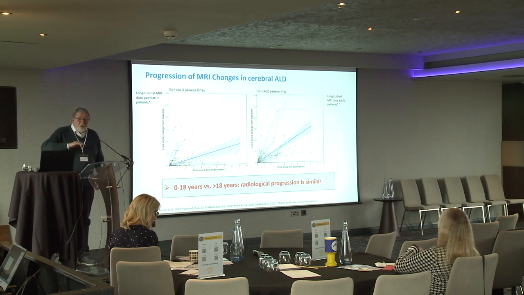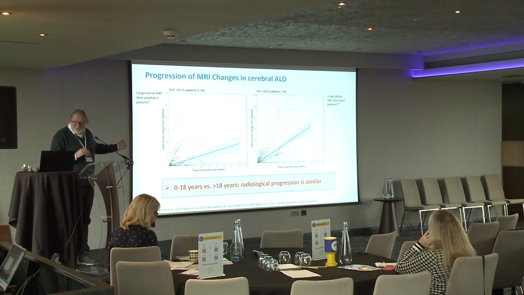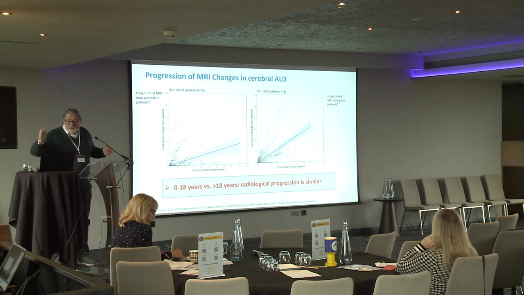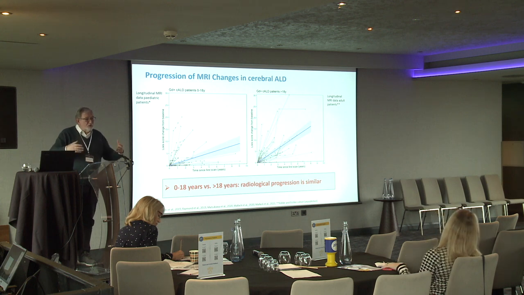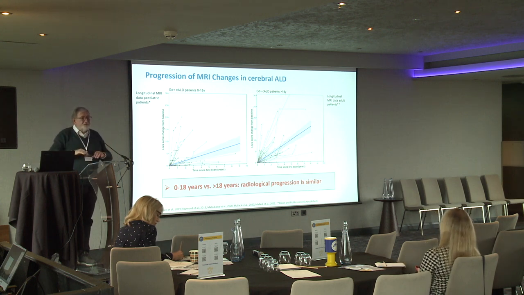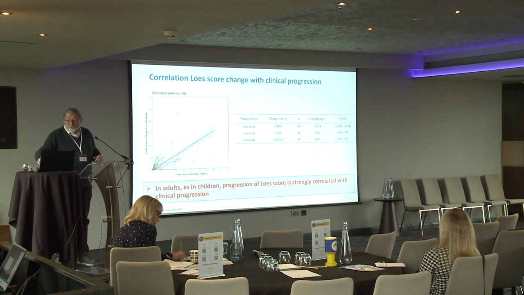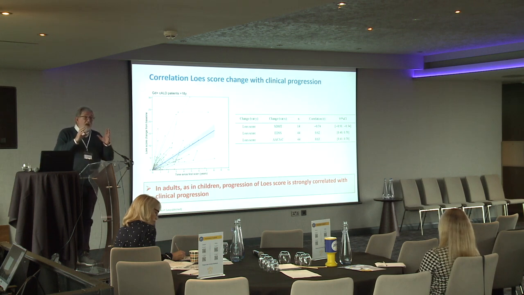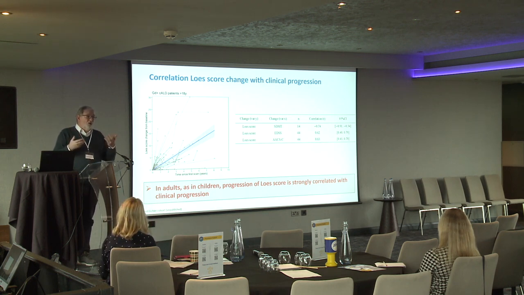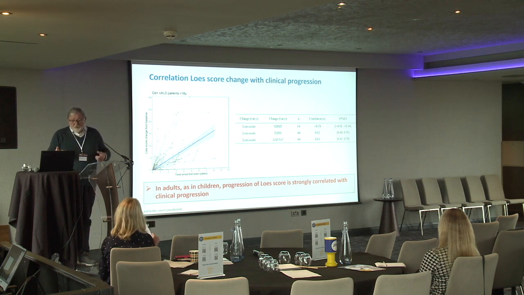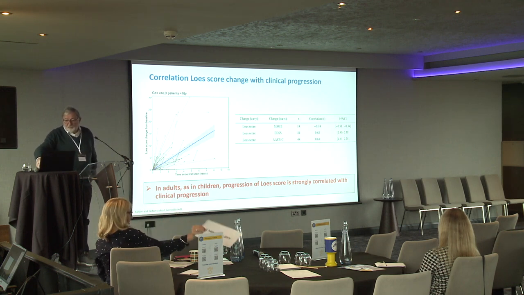Just looking at the MRI changes in children on the left side and adults on the right side, there's not a big difference. Once the cerebral involvement occurs, the progression of the disease is very similar in children or in adults. It's rapidly progressive. And also, we know that the MRI progression is very much correlating with clinical scores, for example, with a cognitive score or clinical scores.